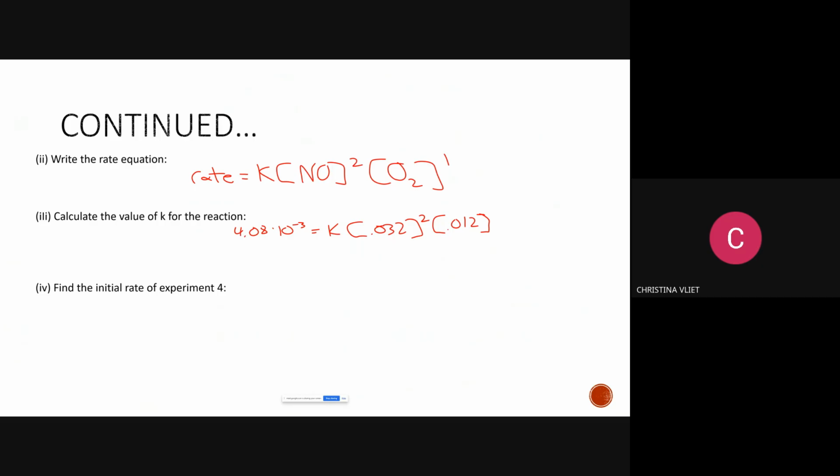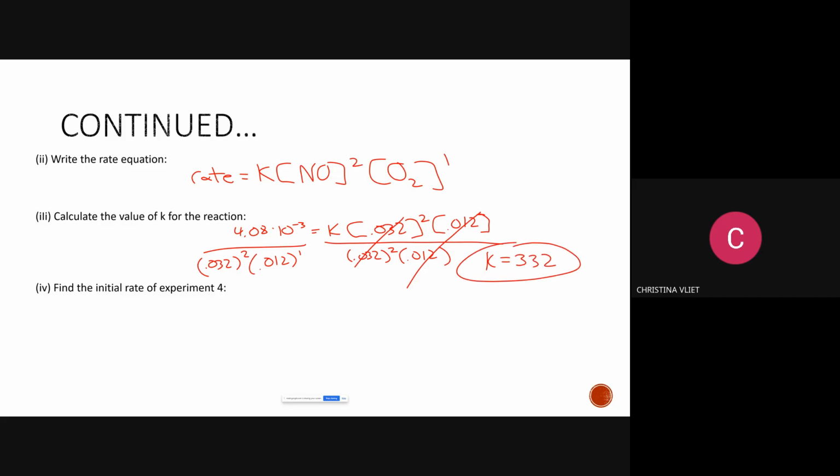Now what is K? How do we solve that? Ramon, go ahead. K, and then we choose a random experiment like 0.032 squared. Okay. Basically, we divide the initial rates over the concentrations. Yes. So it's the concentration of the one we pick. I picked experiment 1, and I divide that by the concentrations. And the value of K that I got is 332. See if you did the same.